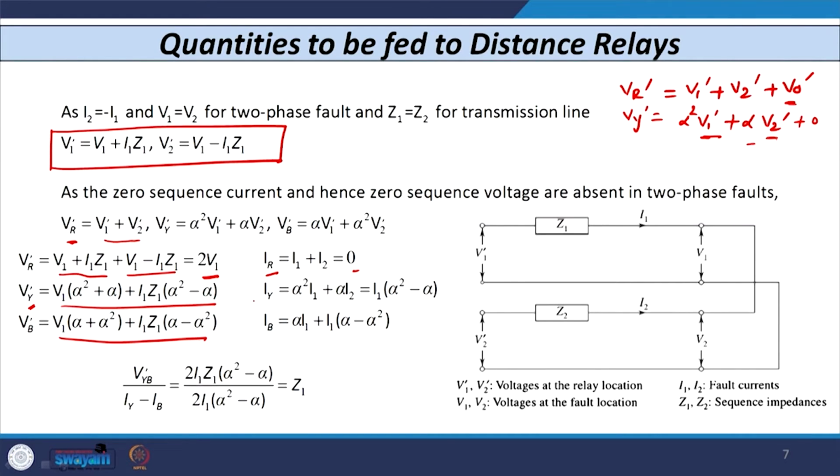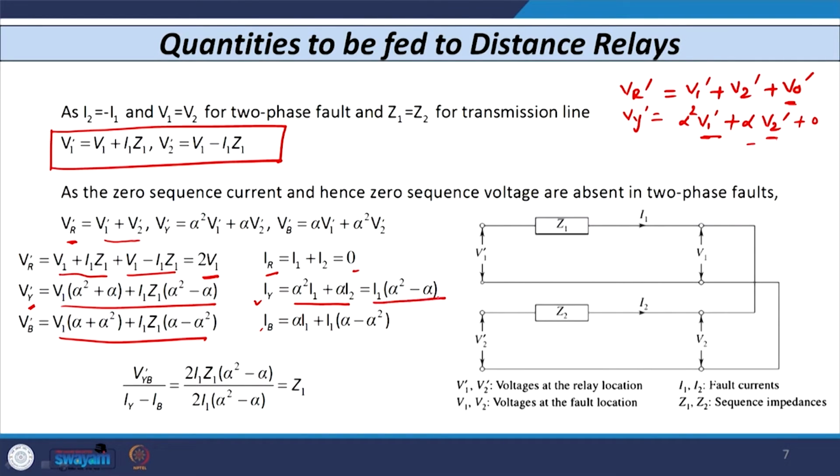Okay, what about Iy and Ib? If I consider Iy, we know that the equation of IR is I1 plus I2 plus I0, and Iy is equal to alpha square I1 plus alpha I2 plus I0. So, Iy is equal to alpha square I1 plus alpha I2. Now, we know that I2 is equal to minus I1. So, if I put I2 equal to minus I1 and take I1 common, then we have I1 into alpha square minus alpha, which is equal to Iy.